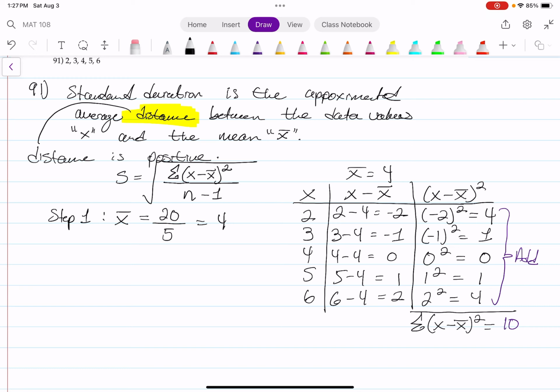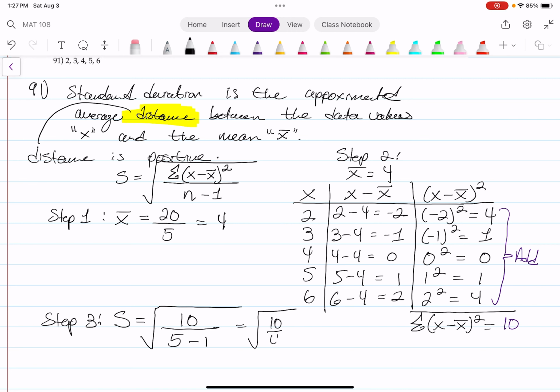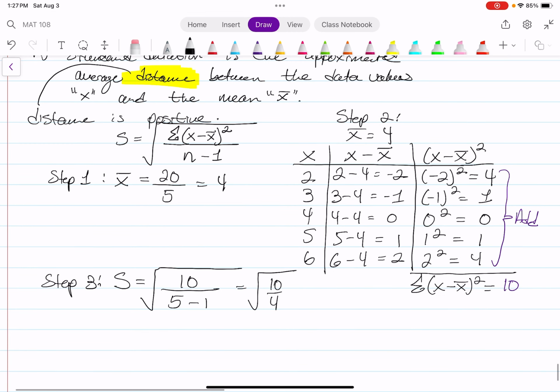So this is step 2, I should say. Step 3 is now we're going to compute the standard deviation. So S is equal to the square root of 10 divided by, there are 5 data values, so 5 minus 1. Square root of 10 fourths. The square root of 10 fourths is the square root of 2.5.